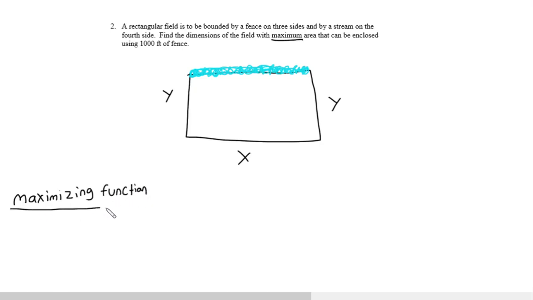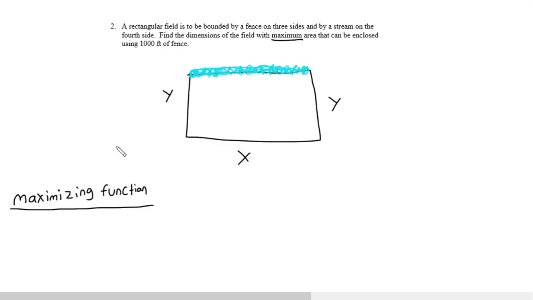Someone I was tutoring once called it the master function, which I find to be a little more catchy, kind of makes this more dramatic. You can call it whatever you want. You can call it the Santa Claus or Easter Bunny function. It doesn't matter, honestly. These are just labels. So this is just the maximizing function.